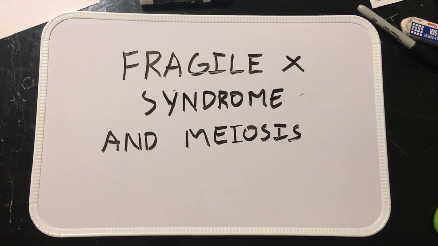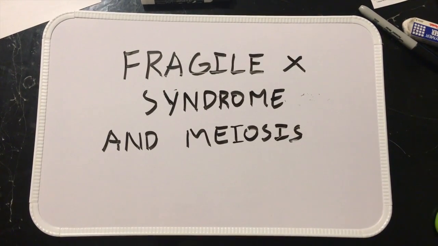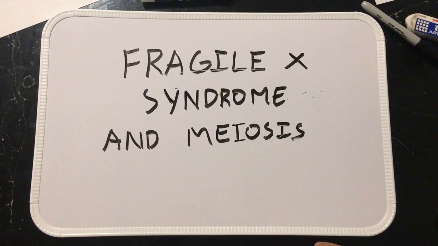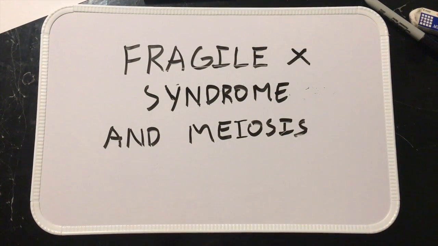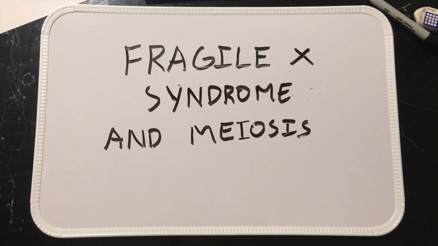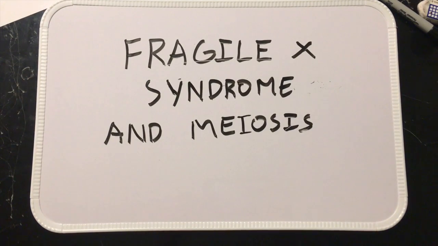In our video, we will be talking about Fragile X syndrome and meiosis. Fragile X syndrome is a genetic condition which relates to meiosis, which we will discuss first. Meiosis is a type of cell division that is present in sexually reproducing organisms that consists of 2 rounds of cell division but only 1 round of DNA replication. It results in cells with half the number of chromosome sets as the original cell.